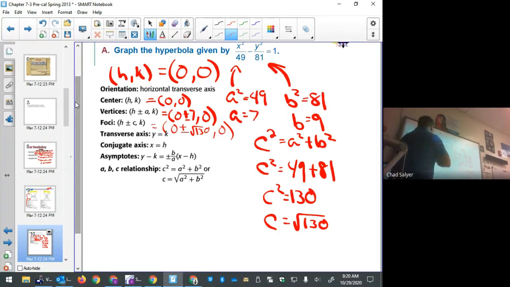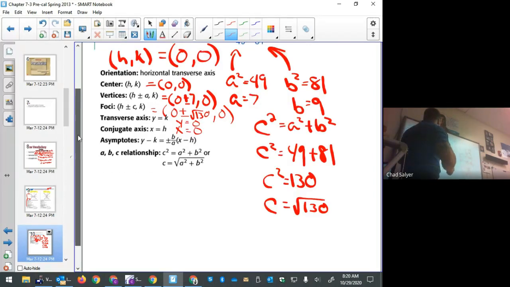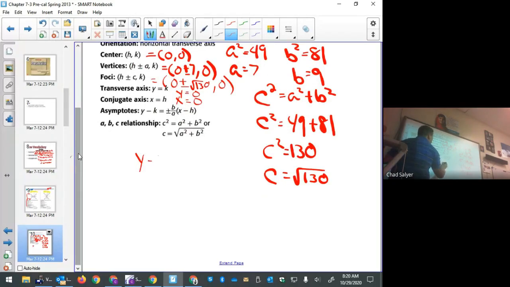Sink or swim. Transverse axis, y equals k. So that's y equals 0. Conjugate axis, x equals h. In other words, x equals 0. Now the asymptotes, there are two, and it's going to be positive or negative here. So y minus k is y minus 0, and then plus or minus b over a. That's different with the different orientations. It's a over b if the hyperbola is the up-down type. So in this case, it's b over a, so that's 9 over 7, and then times x minus 0. So we can rewrite that as this.